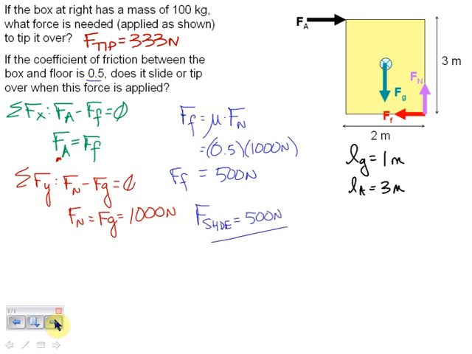Now to see whether this object slides or tips, we just compare that sliding force to our tipping force. Whichever one is lower would happen first, and the tipping force is 333 newtons, which is less than 500 newtons, so this object in this situation would tip over before it would slide.